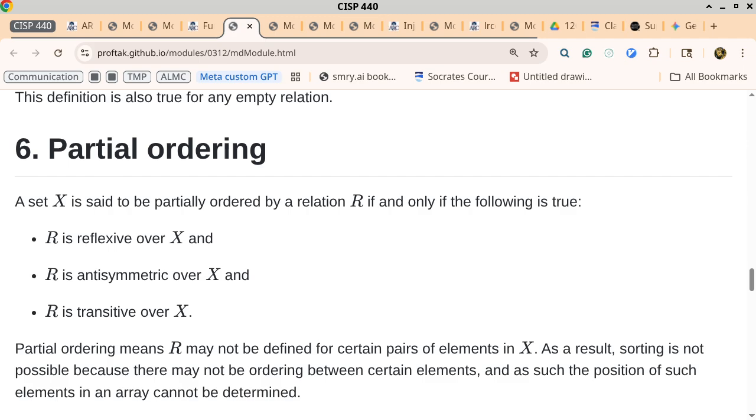So that means if a relation satisfies all three of these requirements, then R is known to be a partial ordering relation over X. So the question is, what is so important about partial ordering? As it turns out, partial ordering is partially useful. It is not entirely useful because if you need to find the most something, just having the entire thing being partially ordered cannot answer that question of what is the most something.